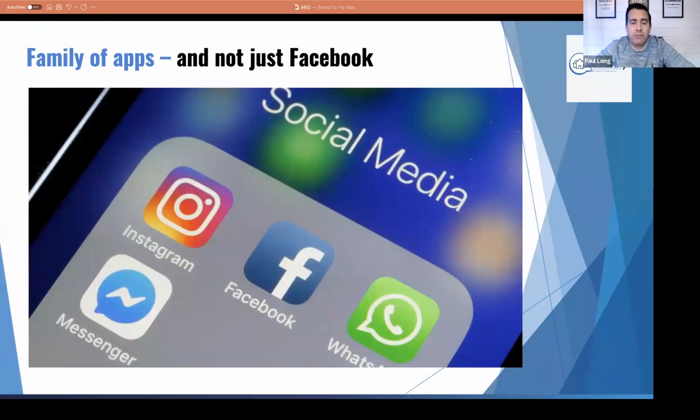And when we talk about Facebook adverts, just be aware, we're not just talking about Facebook, we're talking about the family of apps. So we are talking about Instagram, Facebook, WhatsApp, Messenger. And these are platforms which you, but also landlords and investors, do use, and you can get your content and adverts showing on these as well.